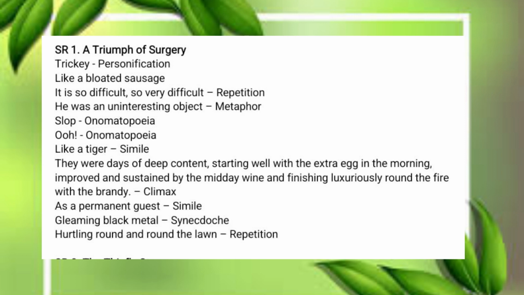Now first is tricky, that is personification. Like a bloated sausage. It is so difficult, so very difficult. Now this is repetition. So difficult or very difficult or so very difficult is the repeating thing. He was an uninteresting object. Metaphor. Slop. Both are onomatopoeia.